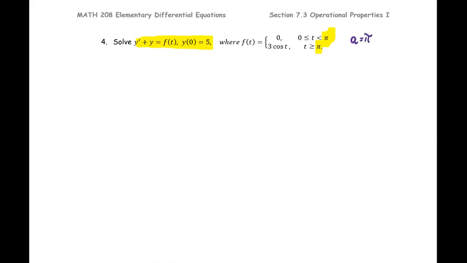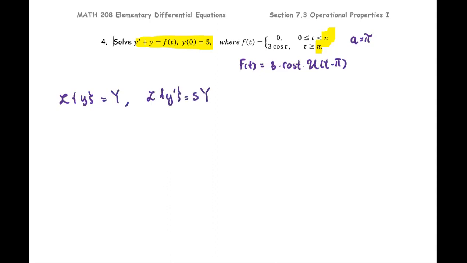We're going to rewrite the f of t in terms of the unit step function, which becomes 3 times cosine t multiplied by the unit step function t minus pi. And then the first step of solving the differential equation using the Laplace transform is to apply the Laplace operator to all terms. Note that the Laplace transform of the solution y is the capital Y. The Laplace transform of the y prime is s multiplied by the capital Y minus s to the power 0 times the initial condition y at 0.